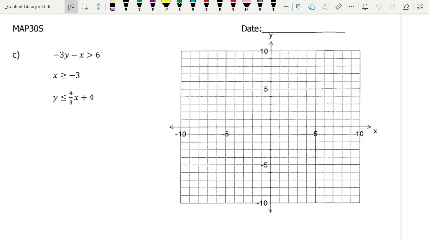I'm a big fan of graphing these using y equals mx plus b. So this one's already in that form. This one's just a vertical line. I don't need to change it any. And maybe, in fact, I'll do those ones first. I'm going to do this one. I'll do this in a purple.